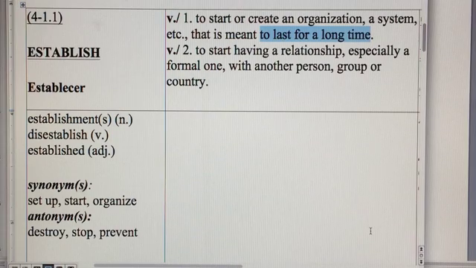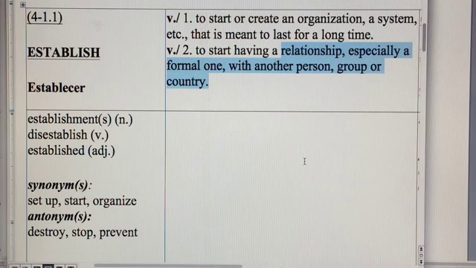The second one also means to start something for a long time, but it has to do with relationships, okay? Especially formal ones with another person, group, or country. So you can establish a relationship with someone. Sometimes in some traditional countries where weddings or those who are married are chosen by parents, they're done to establish a friendship between families, where the bride and the groom, they don't necessarily know each other. It's the families who are trying to establish a relationship with each other and have their children marry.